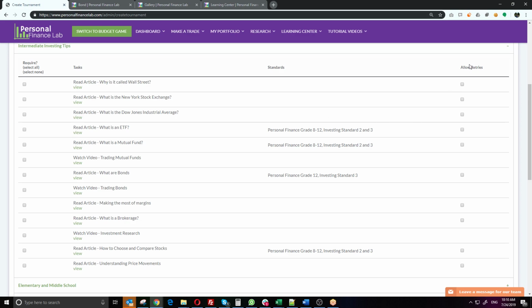As the teacher, we have this allow retries column. You can choose whether the student can take the quiz once and you're going to save that grade to a grade book, or if you allow retries, they'll be able to retry that quiz as many times as they want for a higher score.